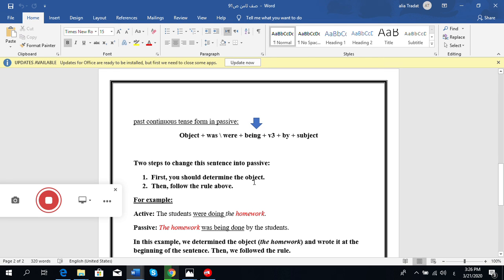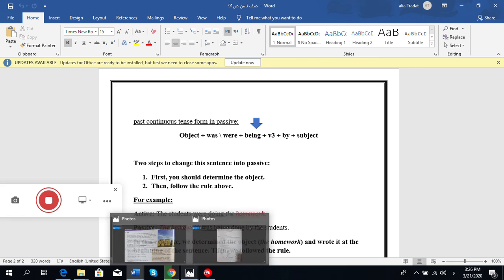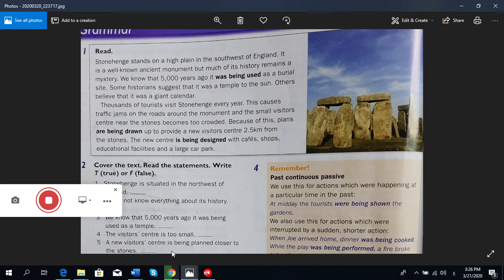When I have a sentence and want to change it, I look for the object. The students were doing the homework. Where is the object? Here. We start with it, then apply the rule. Object plus was or were plus being with verb 3. Homework is singular, so was being done. By whom? By the students. Just I remind you about the grammar that we have, or the rule.